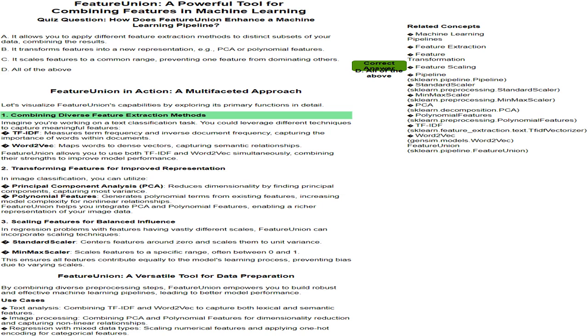Example: in image classification, PCA can be used to reduce the number of pixels in an image, while polynomial features can be used to model complex relationships between pixels. Feature union allows you to combine these transformations, creating a more expressive representation of the image data. Transforming features for improved representation.